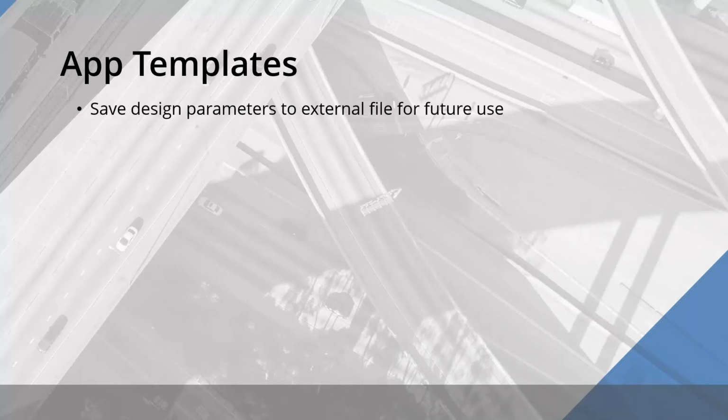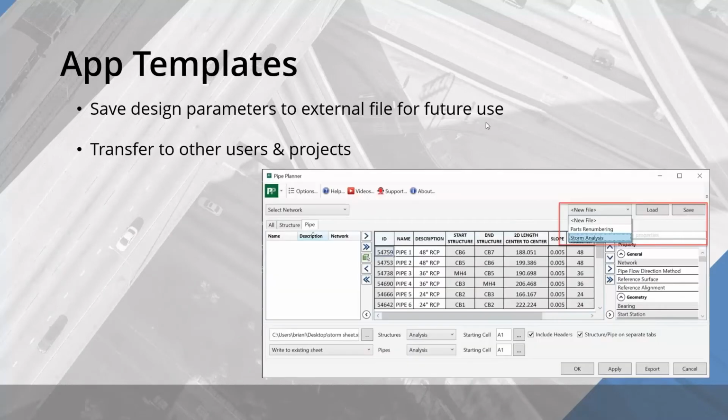App templates. This is saving design parameters for a particular app to an external file. I mentioned that it's a JSON file, and the point of this is to transfer it to other projects. Here's Pipe Planner. Maybe I've got a standard manhole schedule or something like that, or maybe an Excel export for running storm analysis. Okay, I can save out templates and reload those at any time.